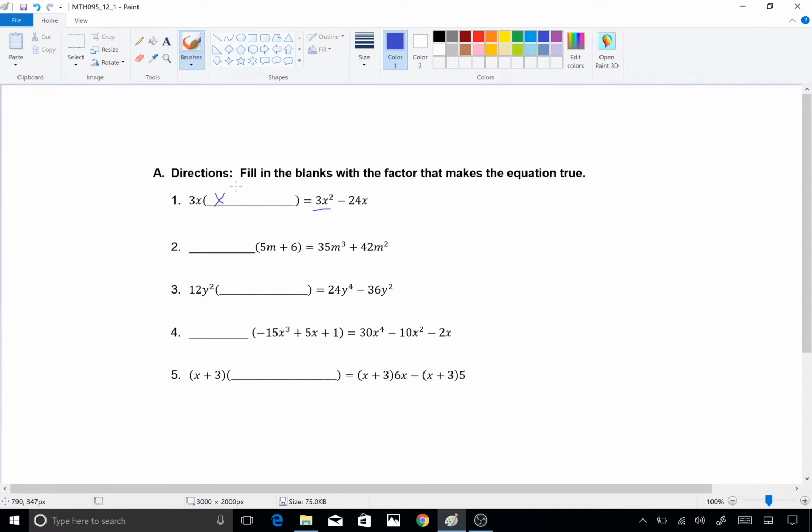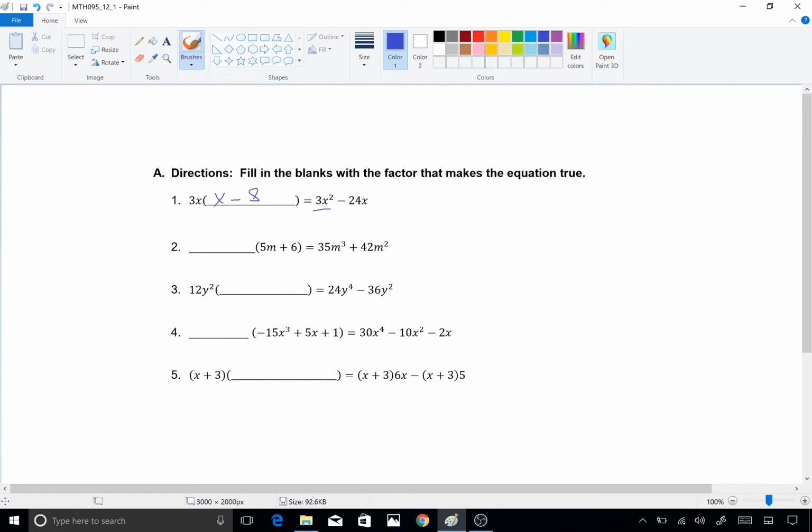Then I have to multiply something by 3x and get negative 24x. That must be negative 8. We have 3x times x minus 8 equals 3x squared minus 24x. And you can check using the distributive property that this is so.